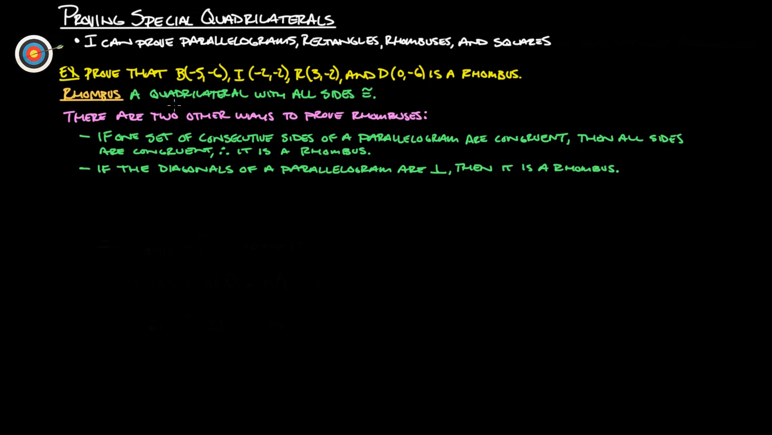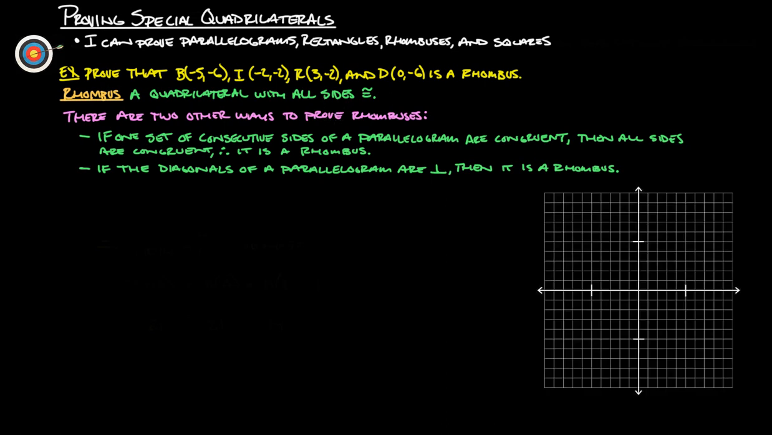Or you could use the distance formula 4 times to find the lengths of all the sides and show that they're all the same. That works, it's probably just a little bit longer. So let's give ourselves a grid and graph these points.